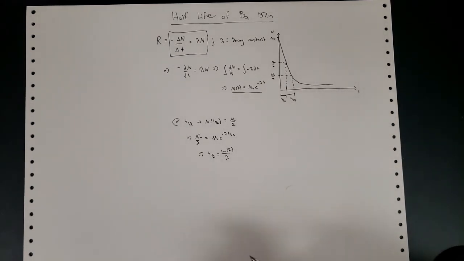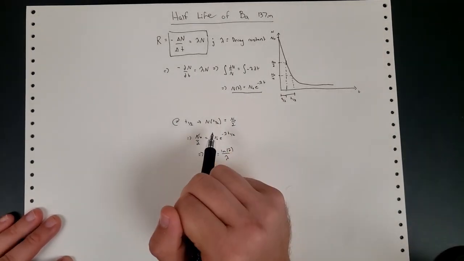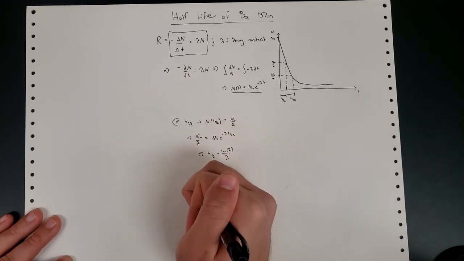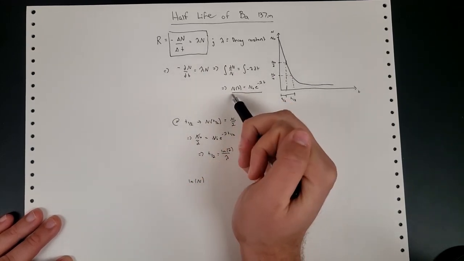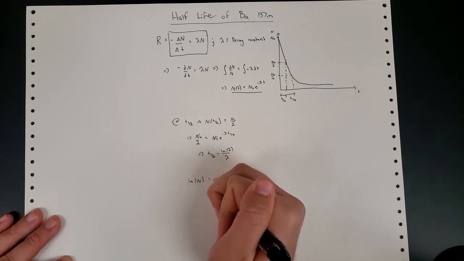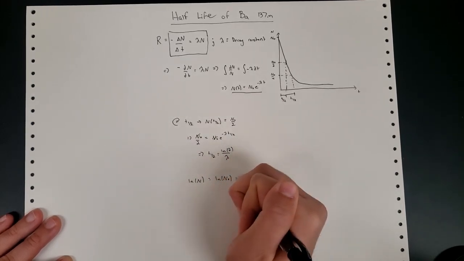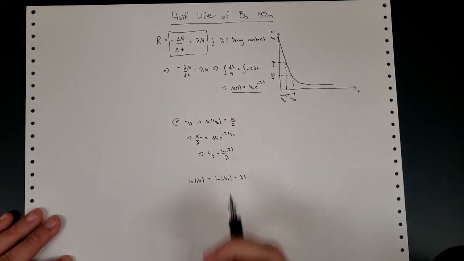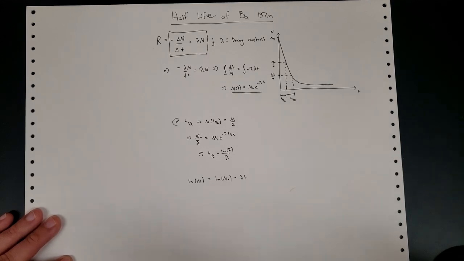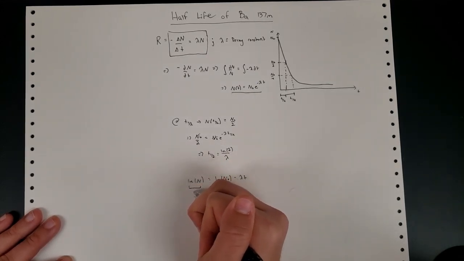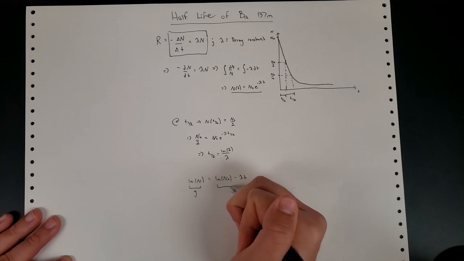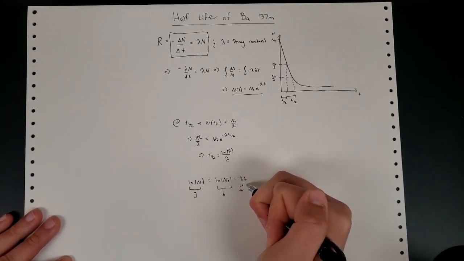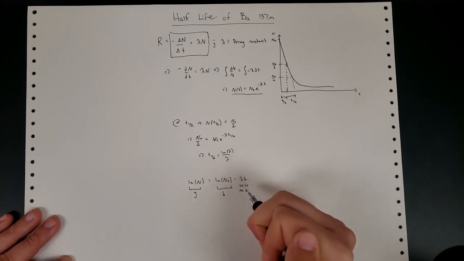So to make it linear, basically we just take the natural log of both sides. And if we do that, what you'll end up with is the natural log of N, again just taking the natural log of both sides, is equal to the natural log of N naught minus lambda t. Okay, and you can see that this is now a linear equation. This is our y term, this is our b, so our y-intercept. This lambda would be our slope, and the time t is our x.